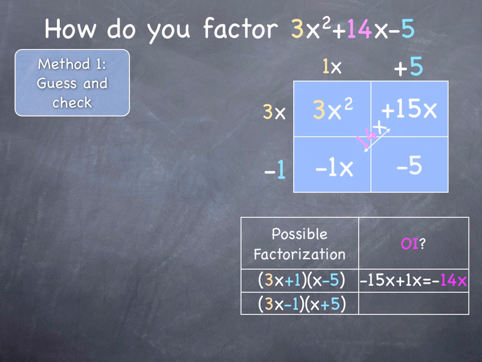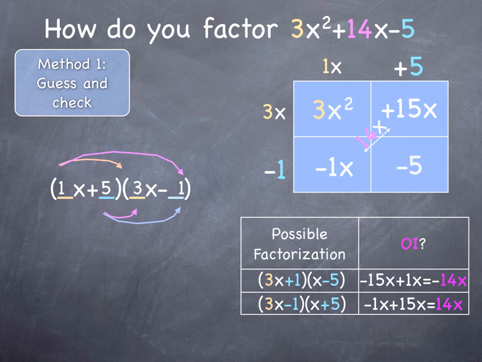Let me check the OI now. I add negative 1x and positive 15x together, and I get 14x. That is the correct middle term, the correct outer and inner products using FOIL. So this is the correct factorization.